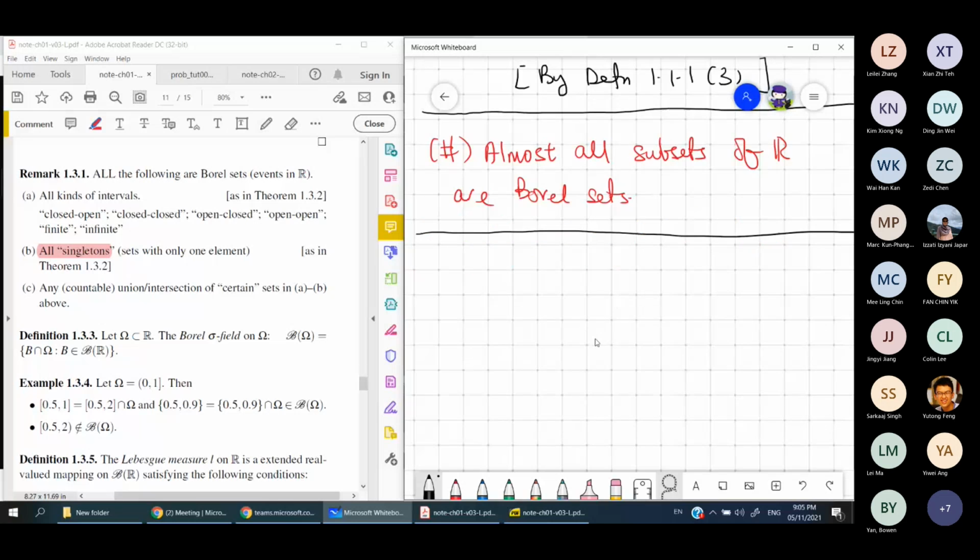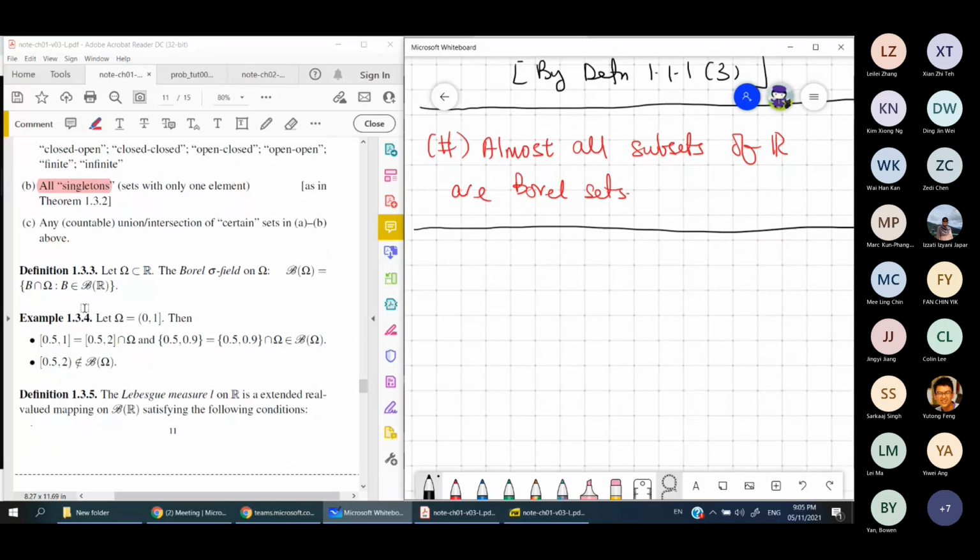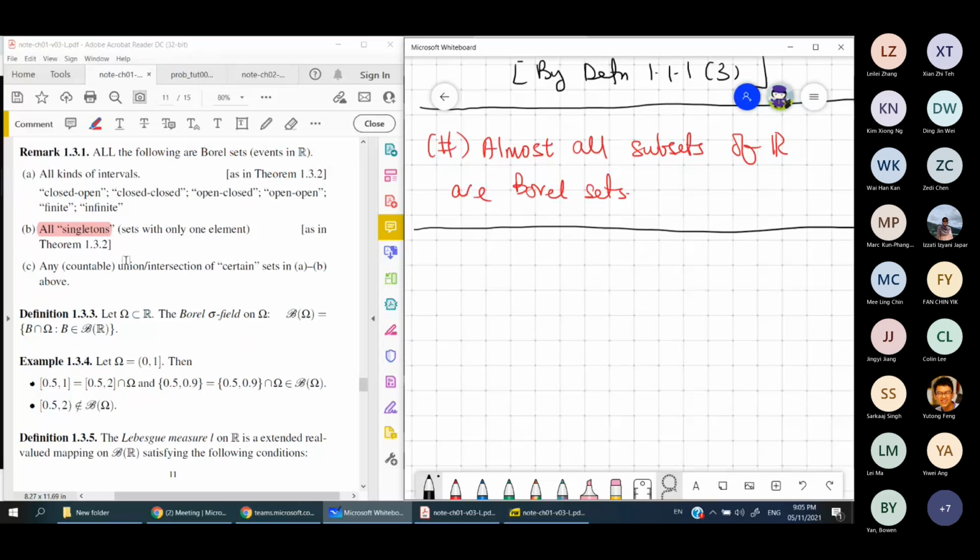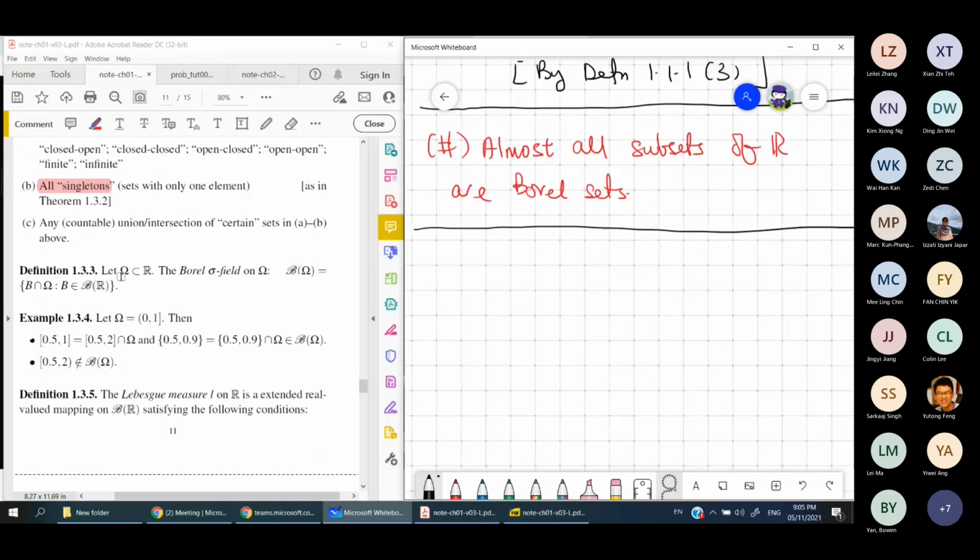Okay, so as I said, there are a lot of subsets that will be Borel subsets. Just now we were talking about the case when omega is R. Now, when omega is not R but a subset of R, we can use this to define a Borel sigma field on it.